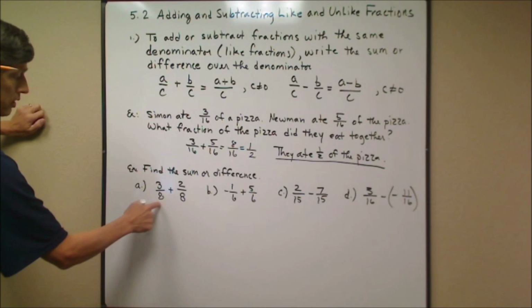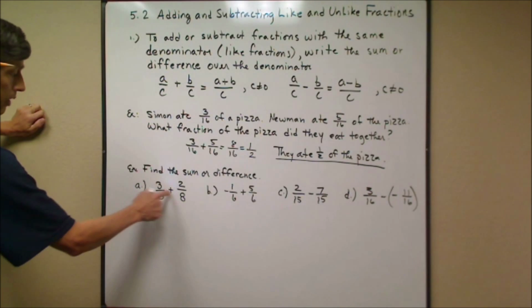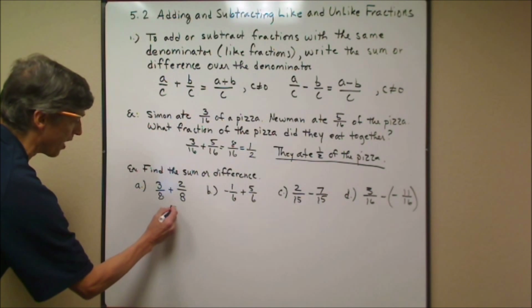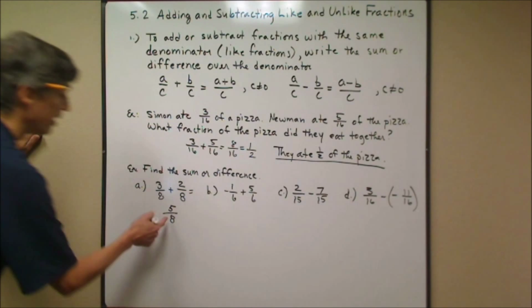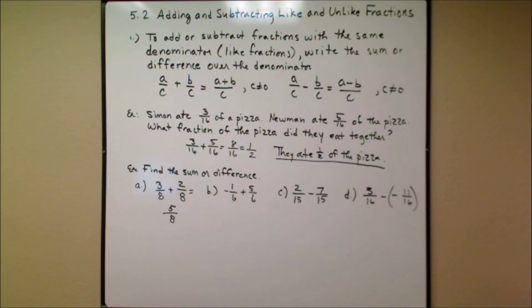3/8 plus 2/8, notice they're like fractions, they have the common denominator, so I add the numerators, that would be 5, and I keep the same denominator, which would be 8. And in this case, 5 over 8 does not simplify. I'm going to leave my answer as 5/8. If it does reduce, like the example before about the pizza, you should simplify your answer and put it in simplest form or lowest terms.